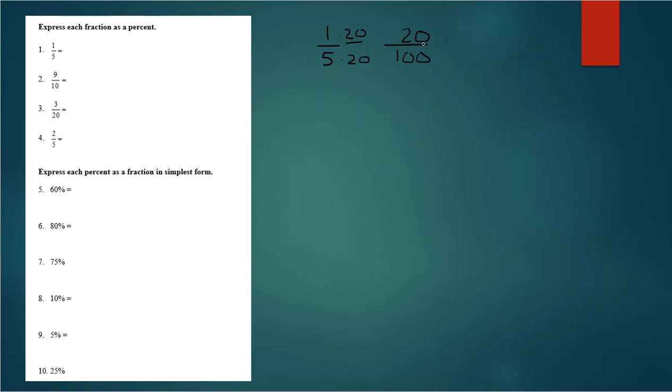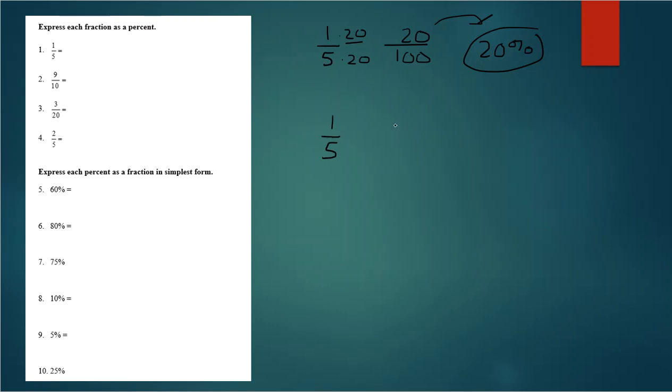Okay, and 20 hundredths, anytime you have something out of 100, you can write that as a percent. Okay, so 20 out of 100 is 20%. So that's one way that you can do this. You can make the denominator equal to 100, and then anytime you've got something out of 100, that is a percentage.